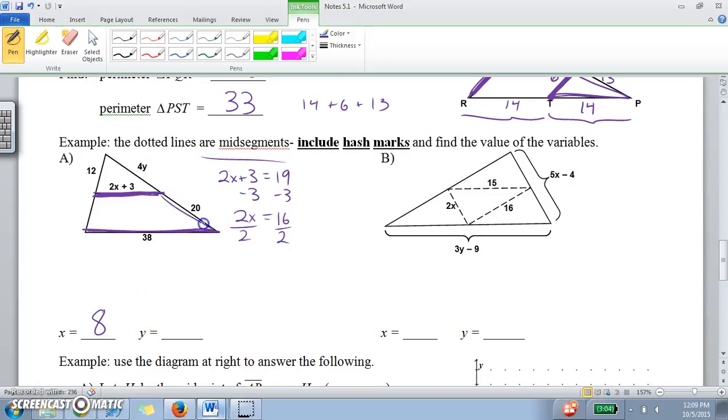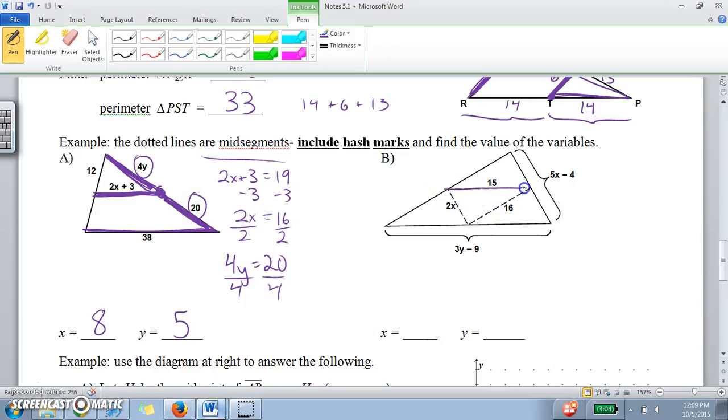Over here, I know that these two pieces have to be congruent since this is a midpoint. So if 4y has to equal 20, to solve for y we just divide by 4. We figure out that y has to equal 5 in order for this piece to be congruent to this piece.